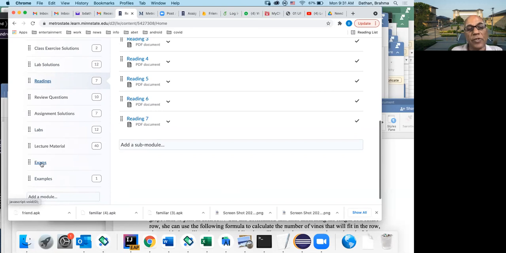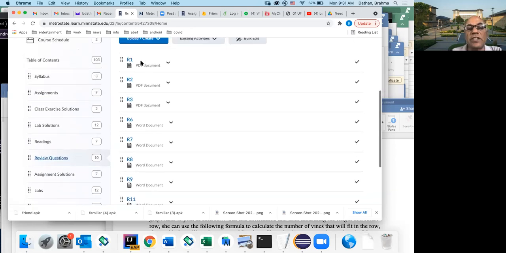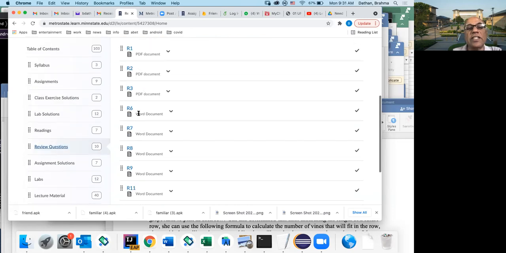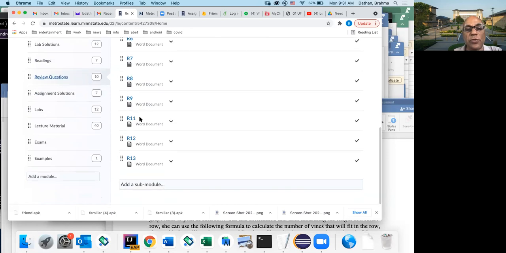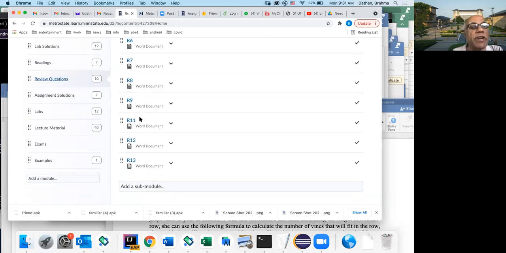Exams will be in this folder or some other folder. I mean, I'm not committed to this particular folder. I might have exam 1, exam 2, exam 3 as separate folders. Then there are some additional questions that you can try. I'm not guaranteeing that the questions here are in sync with the lectures. So you will see a bunch of question sets, R1, R2, R3, etc. I'm not guaranteeing that these are exactly in correspondence with lecture 1, lecture 2, lecture 3, and so on. But there are additional problems which you can try.